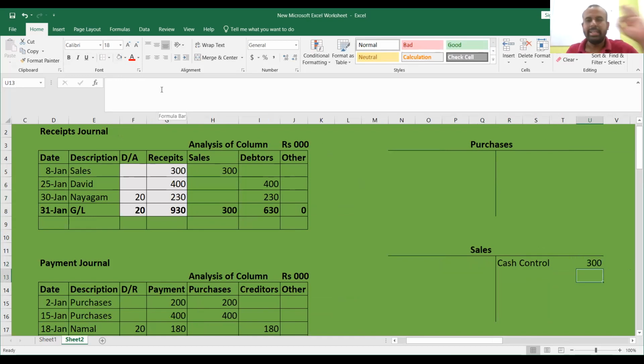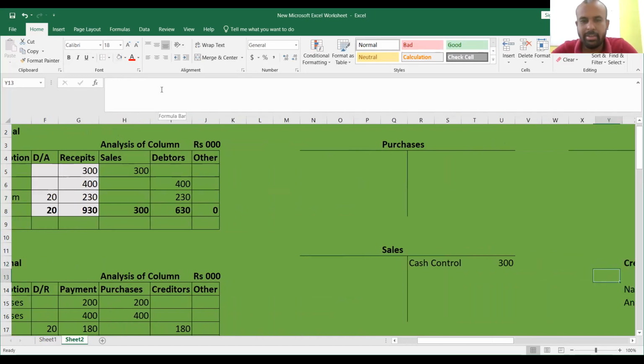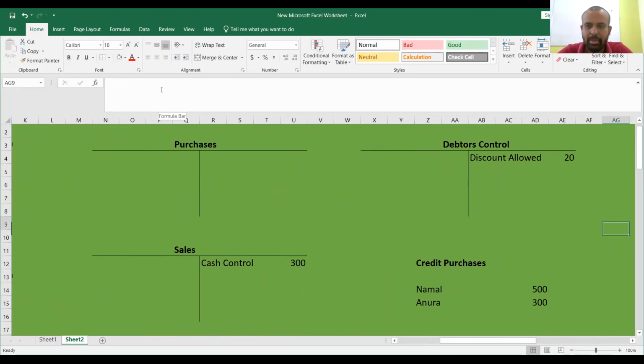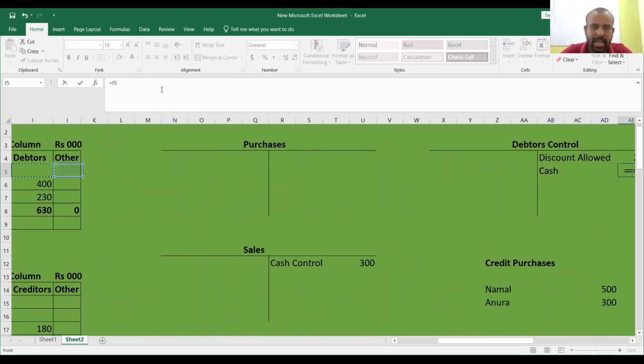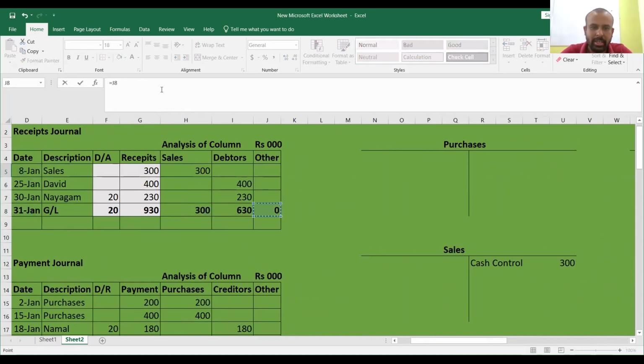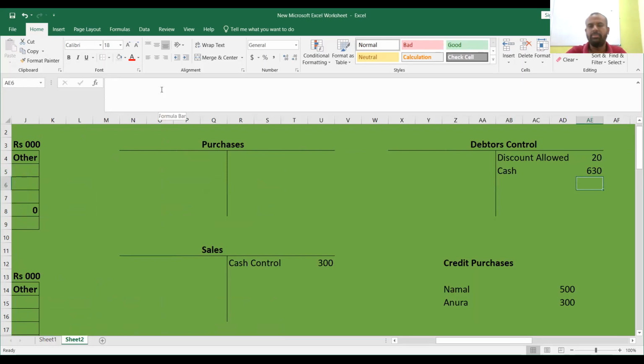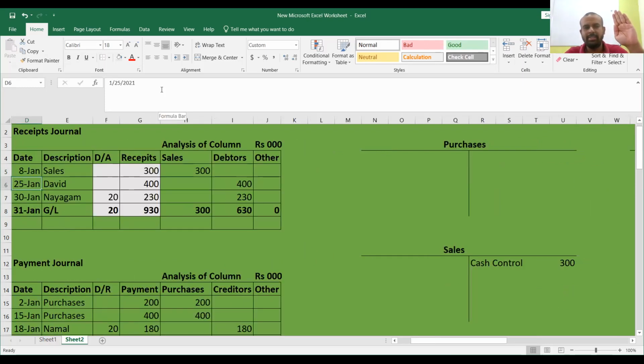Cash collection from debtors. What's the double entry? Cash control debit, trade receivable control credit, saying cash, rupees 630. Cash balance, cash collection from debtors, it's rupees 630. Okay, now it's fine. Now we copied the receipts journal.